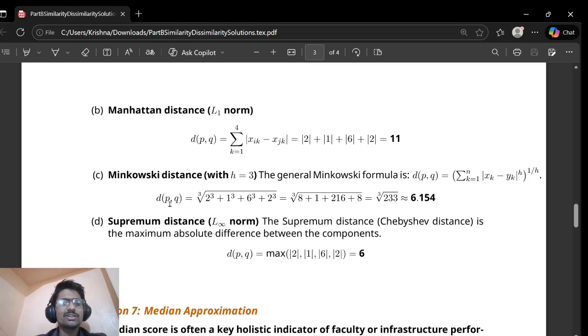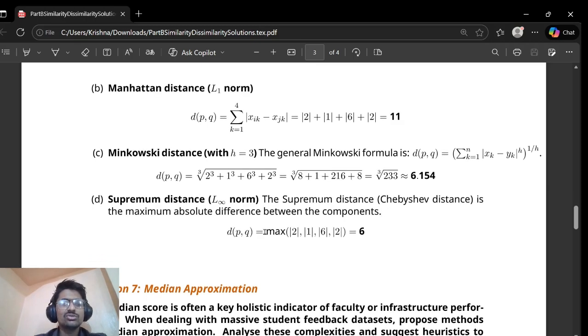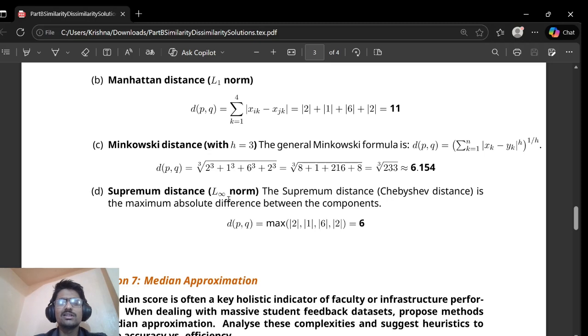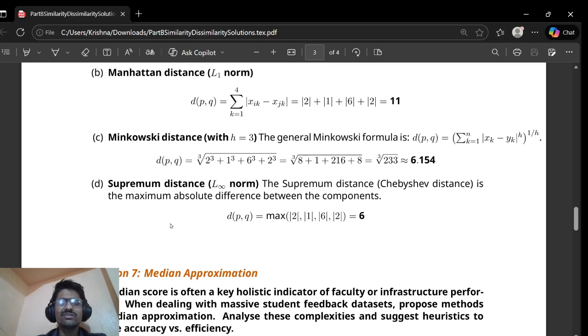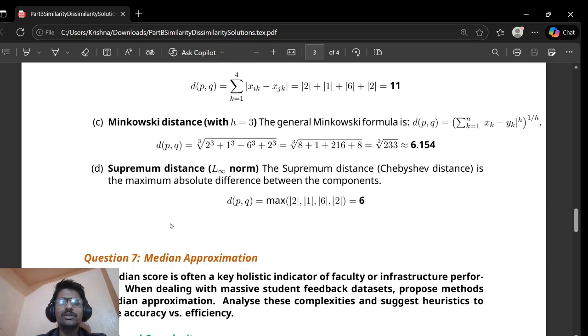So we are putting the values in this formula, which is the cube root of 2 to the power cube plus 1 cube plus 6 to the power cube plus 2 to the power cube, which equals the cube root of 8 plus 1 plus 2 and 6 plus 8, which equals 6.154. Next, the supremum distance. The supremum distance is the maximum absolute difference between the components. d(p,q) is equal to the maximum of 2, 1, 6, 2, which is 6.